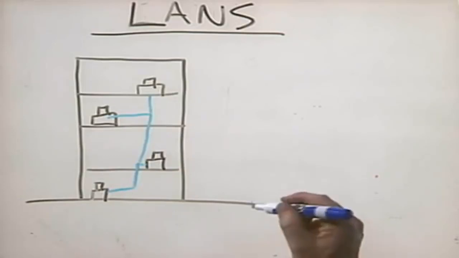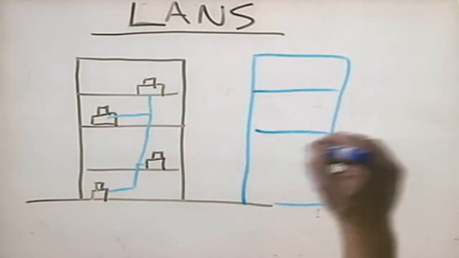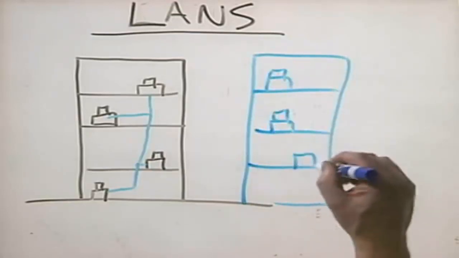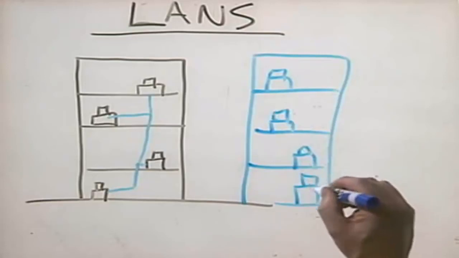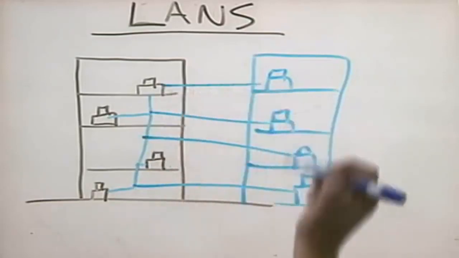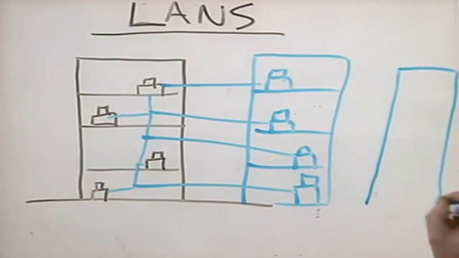It could be multiple buildings, in fact. You could have a second building over here, several floors, computer systems, and these are all interconnected in some fashion. It's still a local area network because the geography separating the hosts is relatively small. You could even have other buildings over here with their own networks.